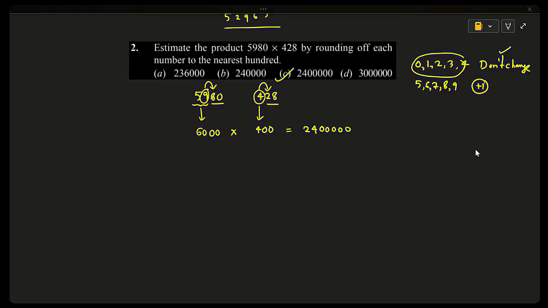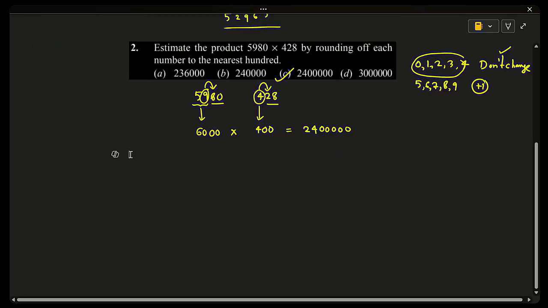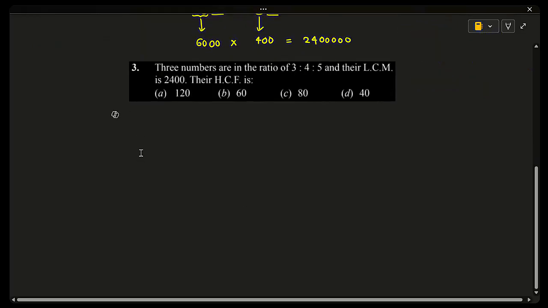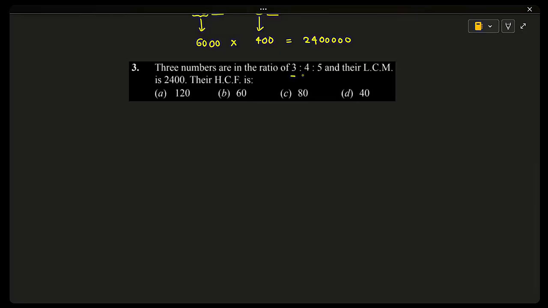And third one. Three numbers are in the ratio of 3:4:5, and their LCM is given as 2400. We should find the HCF. If three numbers are in the ratio 3:4:5, we don't know the numbers, so we can multiply all of them by a common number. We don't know that, so we can call it x. Multiplying all the terms by x, the first number is 3x, the second number is 4x, and the third number is 5x. So 3x, 4x, and 5x.